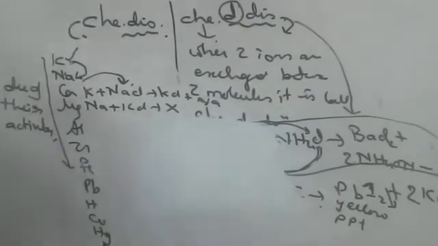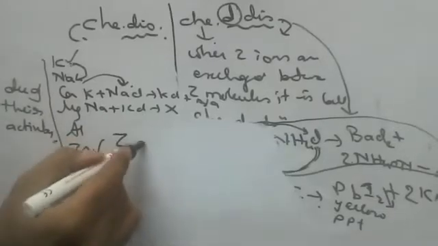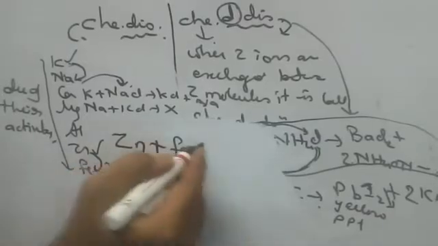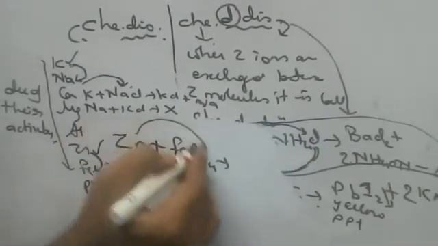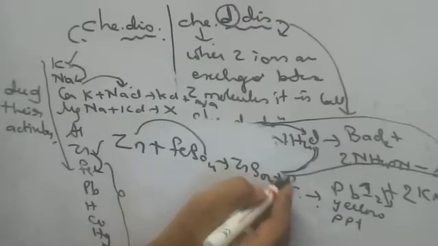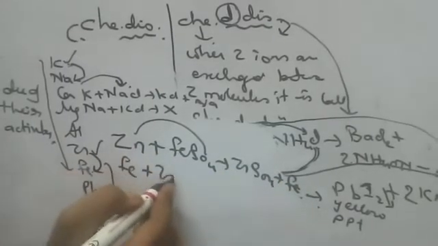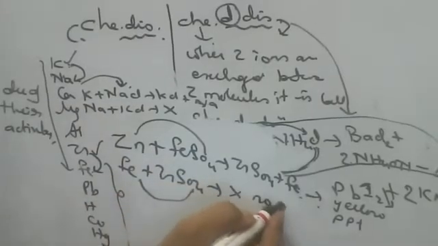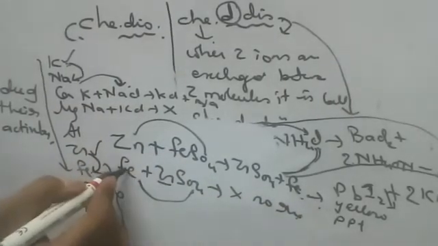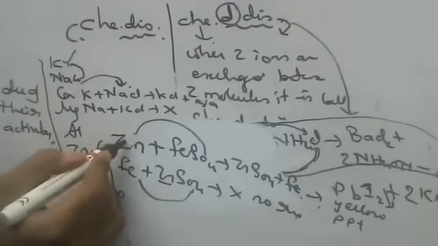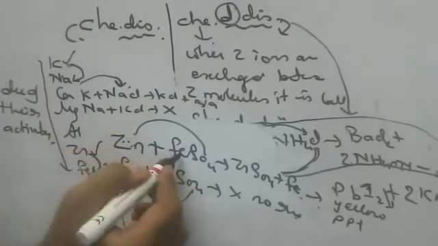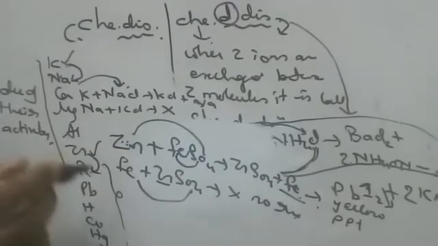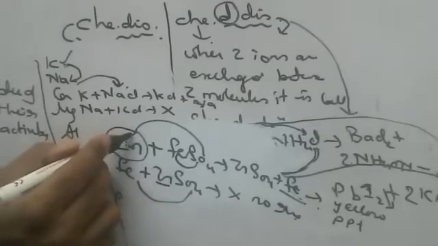One more example. Suppose you put zinc plus FeSO4, with iron below zinc. The reaction will occur: ZnSO4 plus Fe. But if I put Fe plus ZnSO4, you should not say FeSO4 plus Zn. You should say no reaction. Why no reaction? Because zinc is more reactive than iron, so zinc can displace iron, but iron cannot displace zinc. More reactive metals can displace less reactive metals from their salts.